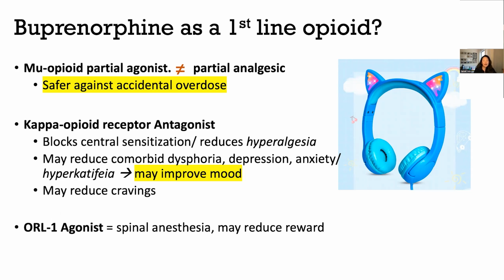Now, buprenorphine also has these unique capabilities compared to all the other opioids that we use, which is that it is a kappa opioid receptor antagonist. What this means is that it blocks central sensitization or reduces hyperalgesia, that hypersensitivity to pain that comes with being exposed to opioids over the long term. And then the subjective corollary to that is that over time, when people are exposed to opioids, they can develop this hyperkatifia, which is a heightened sensitivity to negative emotions. So dysphoria, anxiety, et cetera, that comes with long-term opioid use.